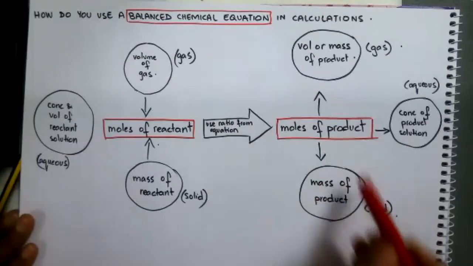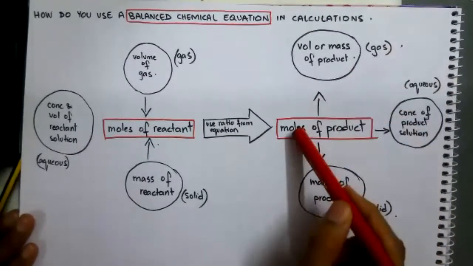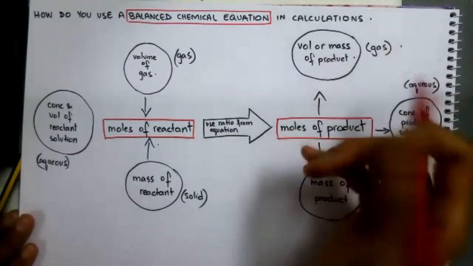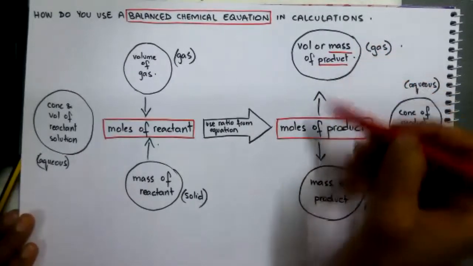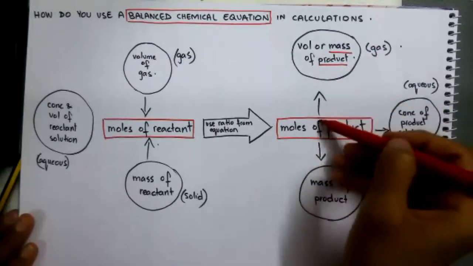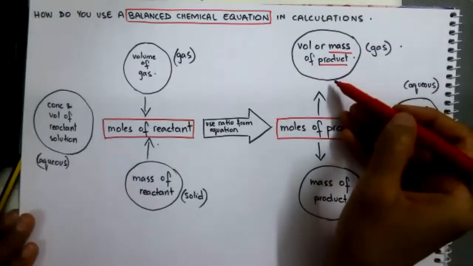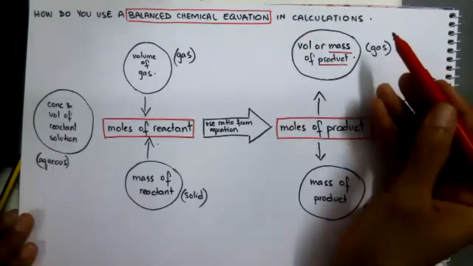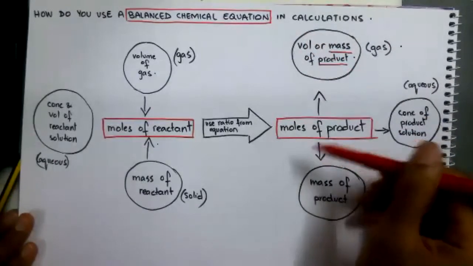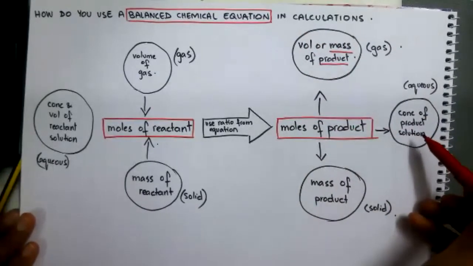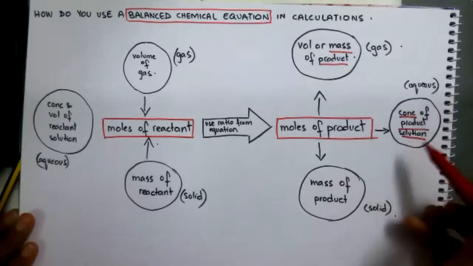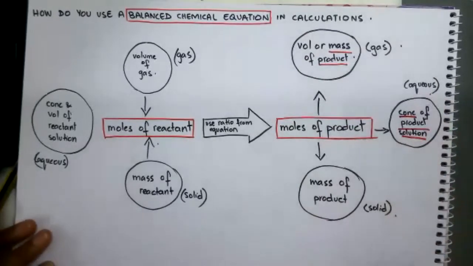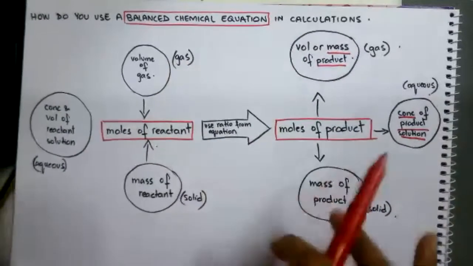In case of gas, you can calculate the mass of the product even if it's in the gaseous state by multiplying it by the molecular mass, or if the question is asking you to calculate the volume, using the molar volume, you can find out the volume. You can also find out the concentration of the product if it is in the form of aqueous solution. Okay, so this was a good summary. Again, this is from your book.